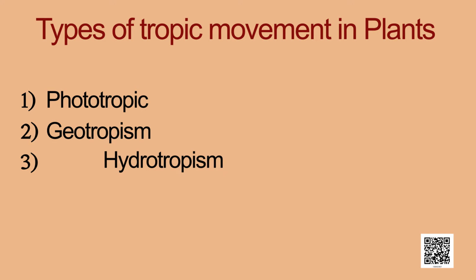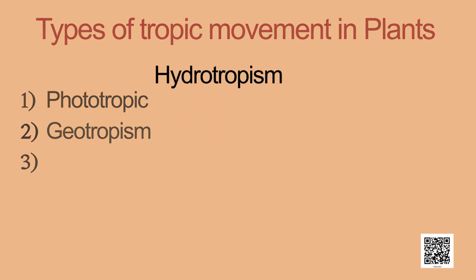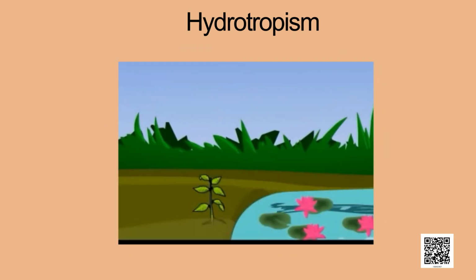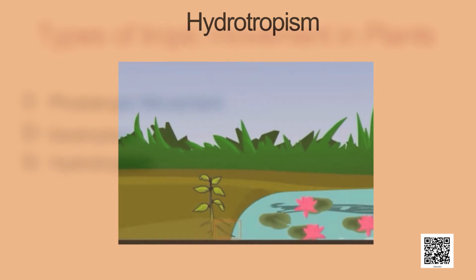Hydrotropism. Next tropic movement is hydrotropism. In this, roots of plants, even in soil, always grow in the direction where there is a source of water.